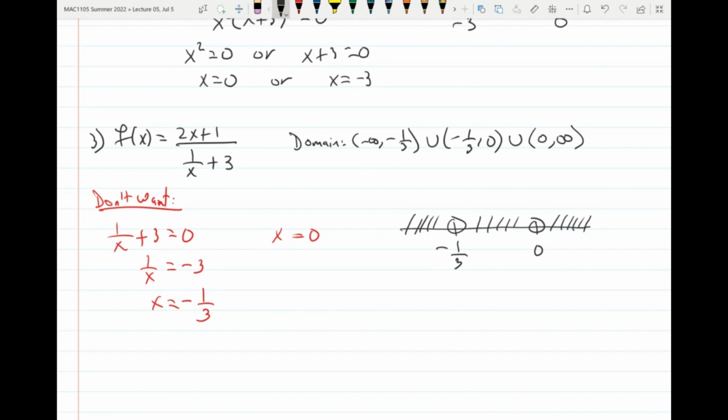So again, the picture tells you what to write. I want to write this part, union this part, union this part. This one is negative infinity, comma negative 1 over 3. What's this one? It starts at negative 1 over 3 and stops at 0. And what's this one? It starts at 0 and keeps going to positive infinity. If you draw a picture, the picture will tell you exactly what you need. This piece corresponds to this one, this one is this one, and this one is this one.